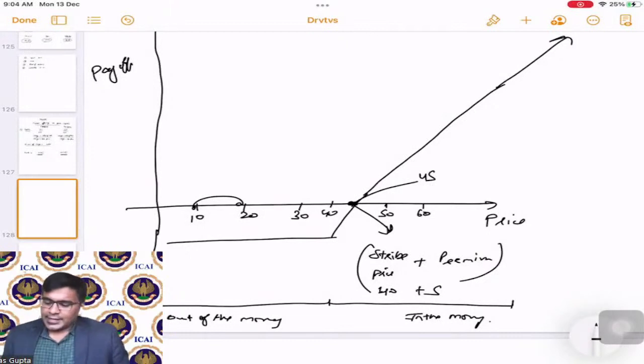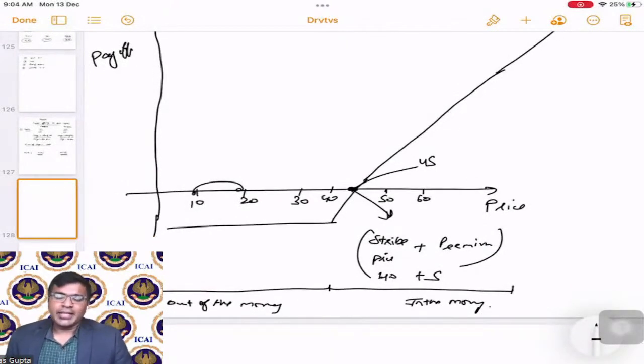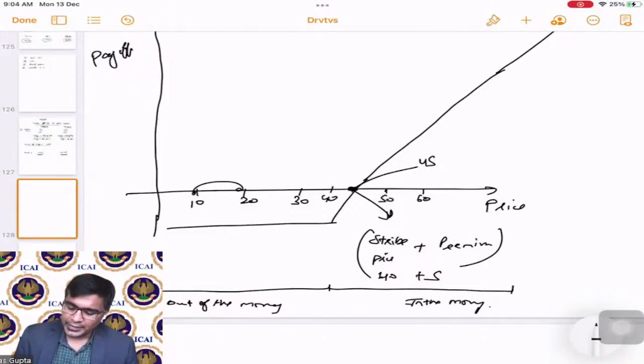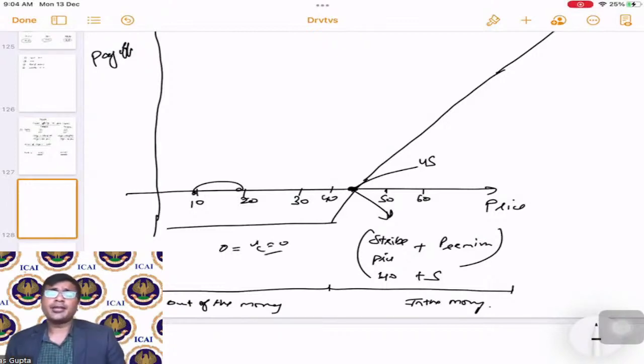So what I was saying is that till the option is out of the money, any change in the spot price is not going to impact the value of a call option. Is that right? Yes, because the moment it becomes 10 to 20, still the payoff is equal to 0 only, right? And hence the payoff is 0, the value of call will also be 0, or less.